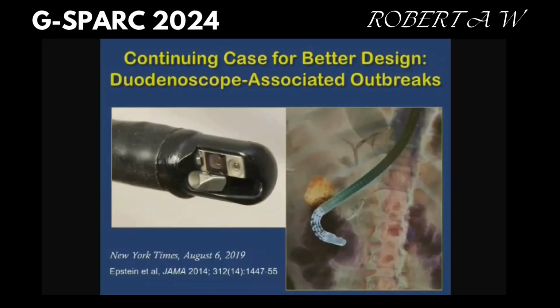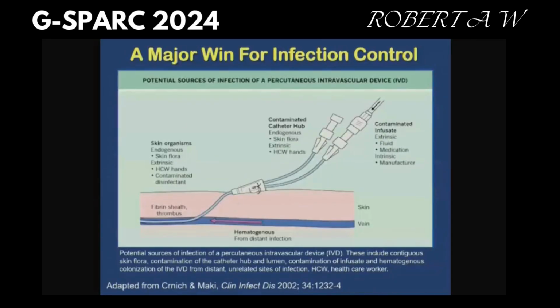A second example is the duodenoscope, which is a major advance in gastroenterology, but it's been associated with multiple outbreaks of bacteremia because the distal end of the duodenoscope is very, very hard to decontaminate and sterilize. If it's left with a few bacteria, they can be introduced into the GI tract with occasionally disastrous consequences. This is a good example of where we need both a better device, more easily disinfected, and better attention by personnel to disinfect it. And then the third type of device-related infection I want to show is a major win.